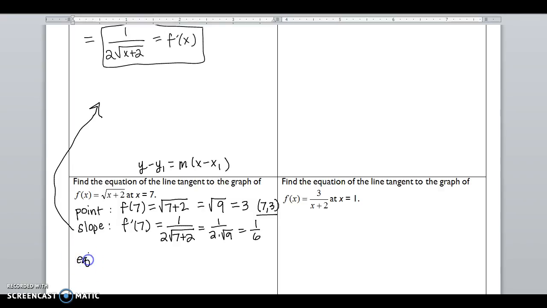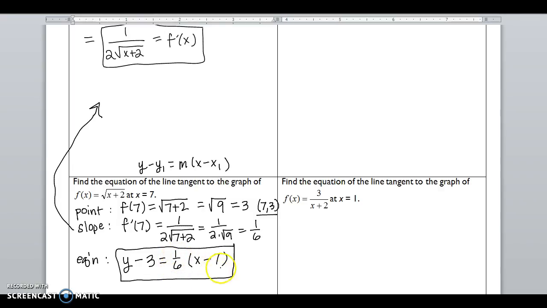The last step, we just need to write the equation. So y minus y1, which is 3 from our point, equals our slope, 1/6 times x minus 7. That's it. You don't need to simplify. You especially don't want to simplify on a problem like this.